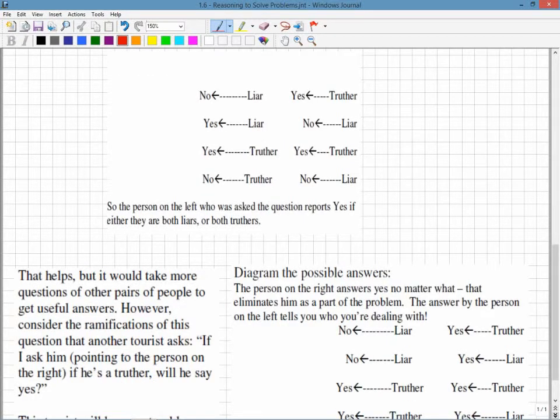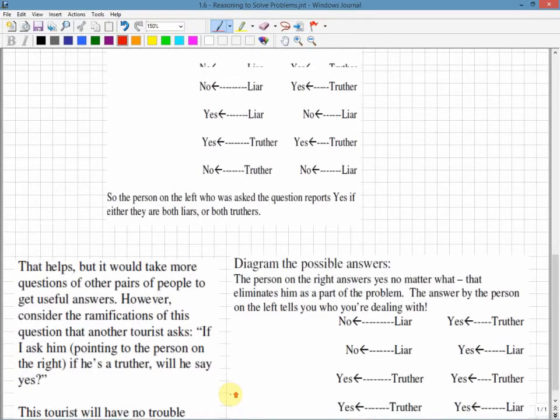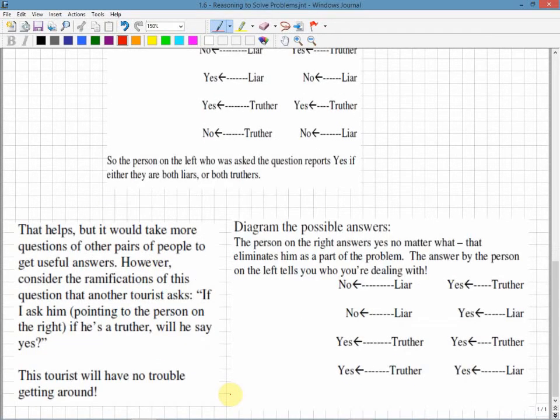If I ask him, pointing to the person on the right, if he's a truth teller, will he say yes? Let's look at the diagram this time. I'm asking the person over here, will this person say that they're a truth teller? The liar will say yes. If you ask the person on the left, he's a liar, is he going to tell the truth? Yes, he will say yes, because he's a liar. This person here, you ask them, he's a truth person. Are they going to tell me the truth? Yes, they will, because he is a truth teller, and he will say yes as well.